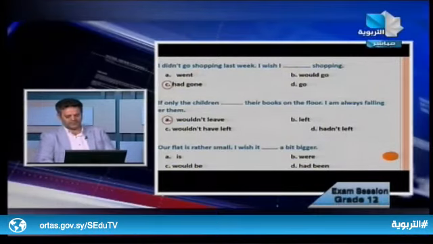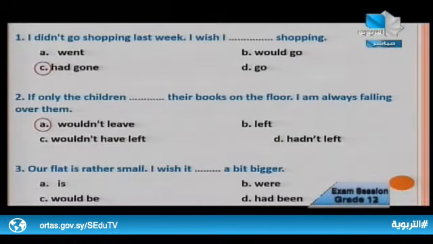The last one: our flat is rather small. The main sentence is in the present simple, so I'm expressing a wish in the present. I wish it is, would be, had been. We have to use past simple here. Good. It were a bit bigger.